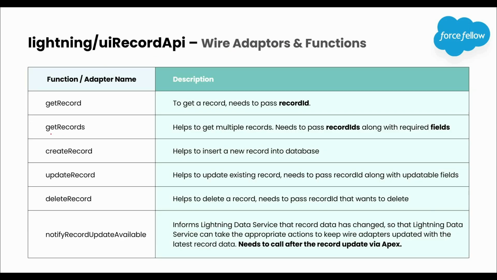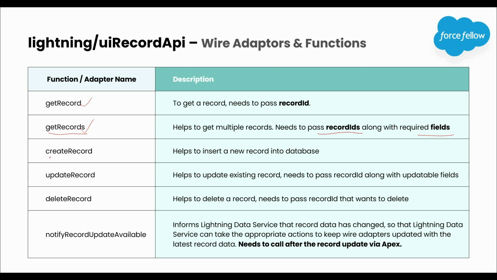Next adapter we have getRecords. Using getRecord, we can only retrieve a single record. But if you have a requirement to fetch multiple records, then we have to use the getRecords adapter. Here as an input, we have to pass all the record IDs that we want to fetch and also need to pass fields in the fields input parameter.